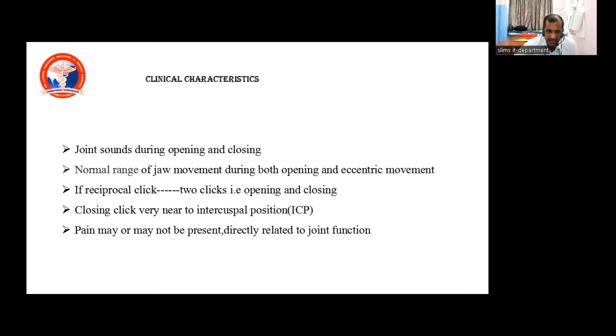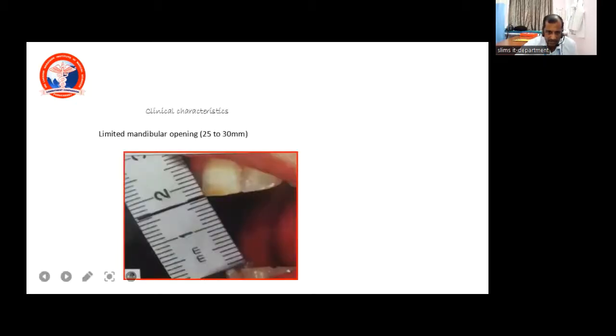This is regarding the other clinical implication: the patient will have a limited mandibular opening. Limited in the sense, before going into this, you should know what the normal mouth opening of a patient is. It should be in the range of 42 to 45 mm. And if there is a limited mandibular opening, that can be expected with temporomandibular disorders.